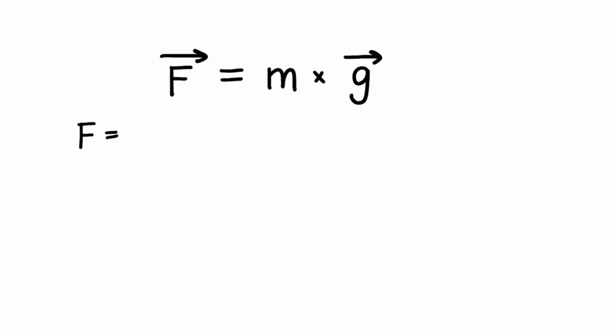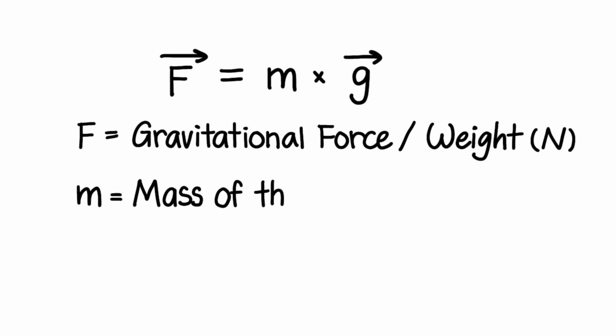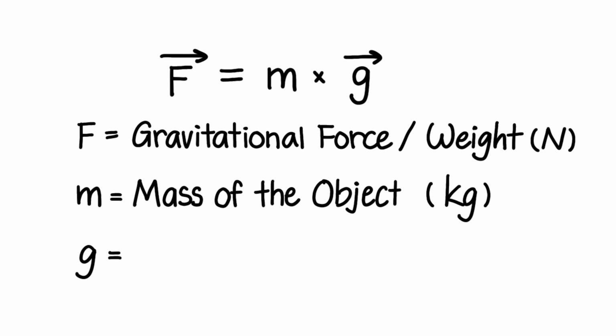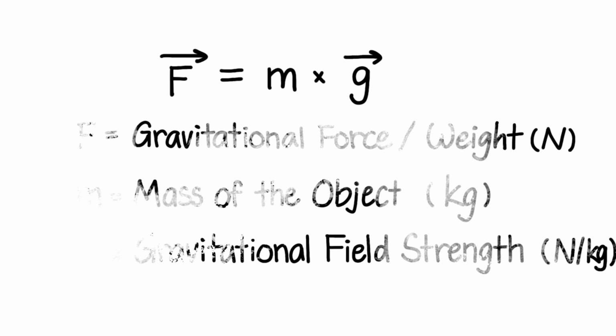F equals m times g, which comes from the formula F equals m times a. Here, F stands for weight or the gravitational force in newtons, m stands for the mass of the measured object in kilograms, and g stands for the gravitational field strength in newtons per kilogram.